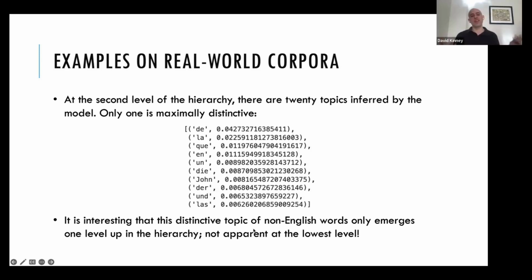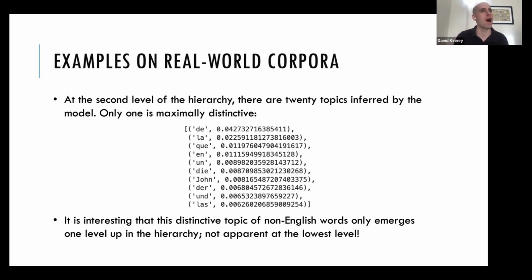But what's interesting, and what I don't have a good explanation for right now, is why this distinctive topic would only emerge one level up in the hierarchy. In this model run, we got a very fine-grained description of 108 topics. And it's only when we went one rung up the ladder to a more coarse-grained 20-topic approach that we even get the emergence of this non-English topic in the first place. And it's only at that level of description that we can then assess its distinctiveness.